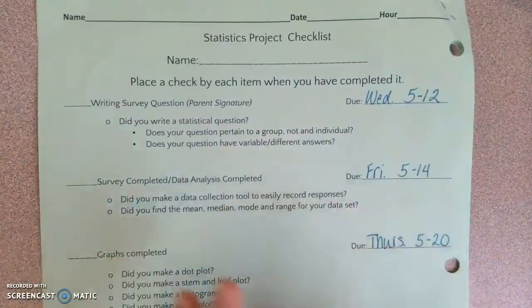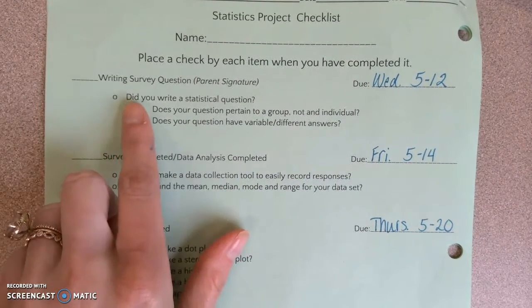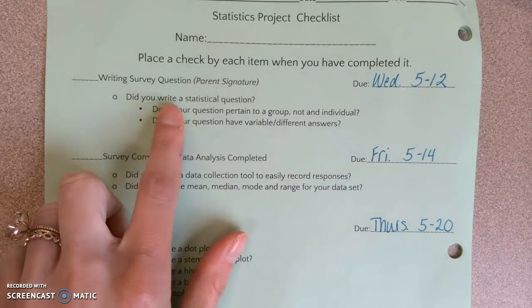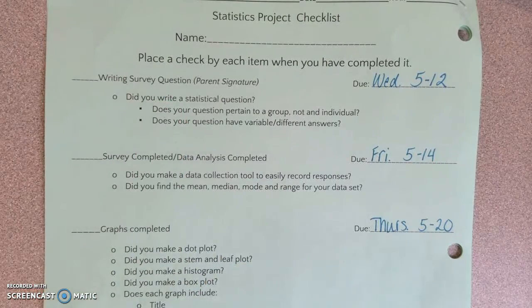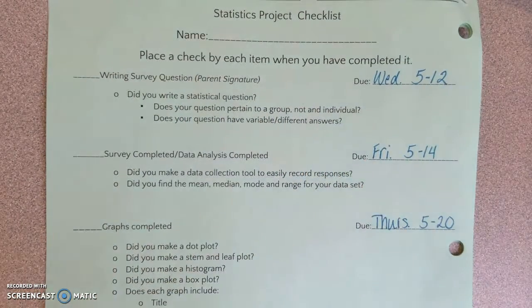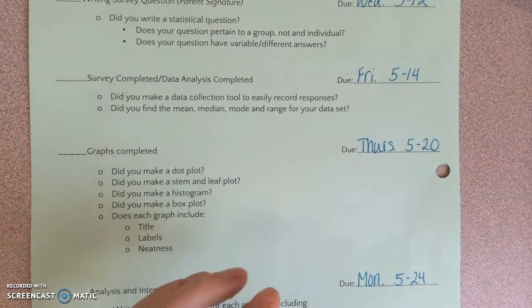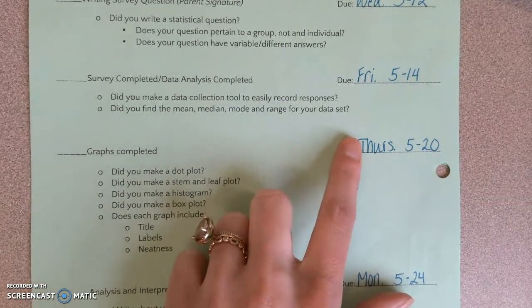Okay, so now on the back you have a checklist. So this is going to be really important to refer to throughout this project because we have due dates as we move along. So you want to have your question written and you want to have your parents sign this by Wednesday, May 12th. And if I check in with you Wednesday and maybe you don't have your parent signature yet, but you're going to get it this weekend or whatever, just make sure you let me know what the situation is. The next on your checklist is collecting the data, and I'd like that done by Friday, May 14th.